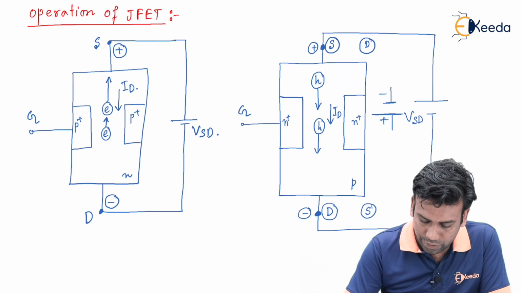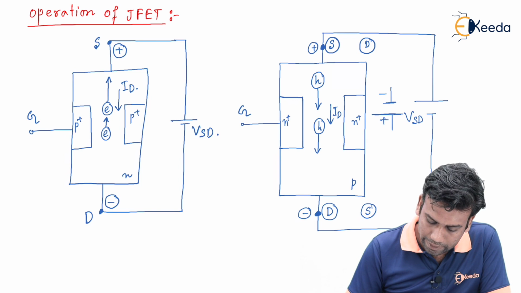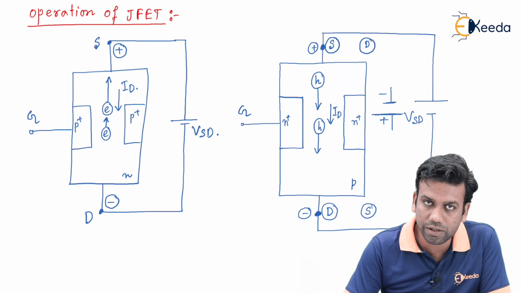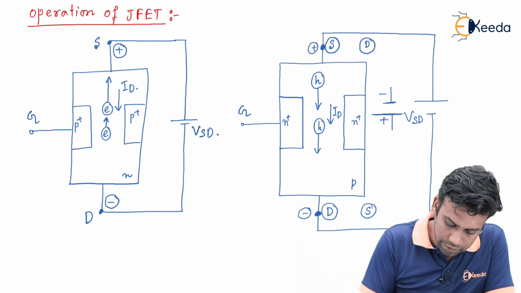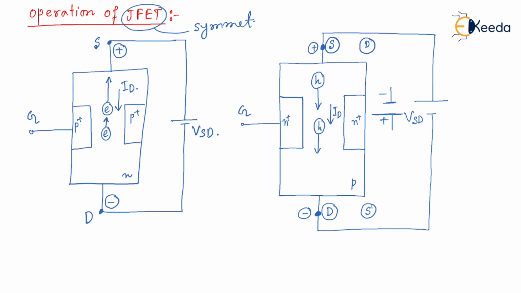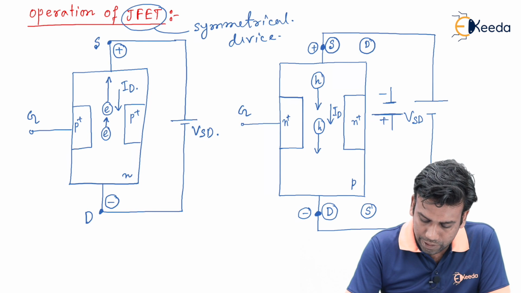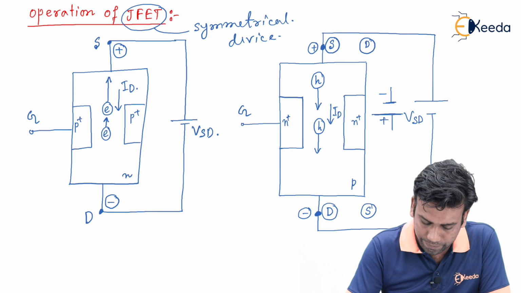So in this way we will apply some voltage in this JFET operation, and from this operation we can see that the source terminal and the drain terminal are interchangeable with respect to the applied voltage. That's why JFET is also called a symmetrical device, because the source and the drain terminal can be interchangeable with respect to each other depending on in which direction the applied voltage has been given.